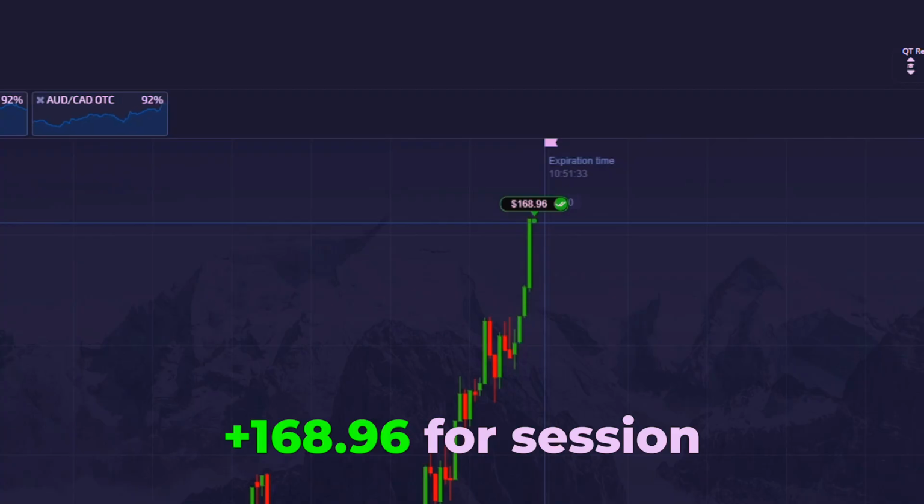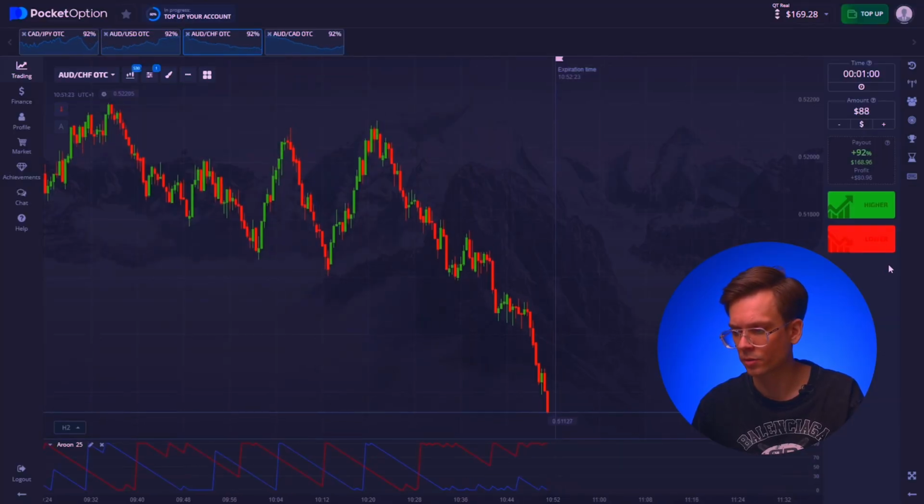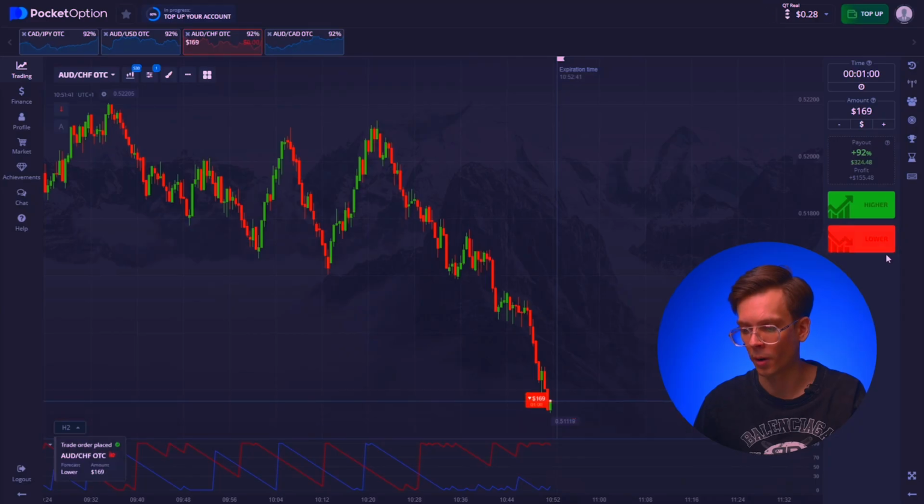And of course, this trade ends successfully. It couldn't be otherwise. The account now has 169. Let's go on to the next step. Again, skipping Aussie and Buck, that's unnecessary risk. Aussie and Frank, adjusting the amount and confidently hitting lower.